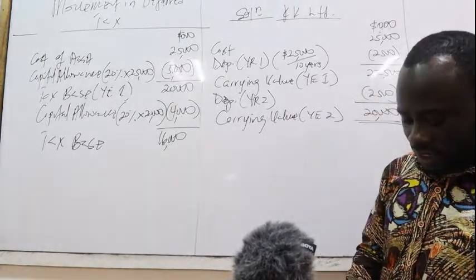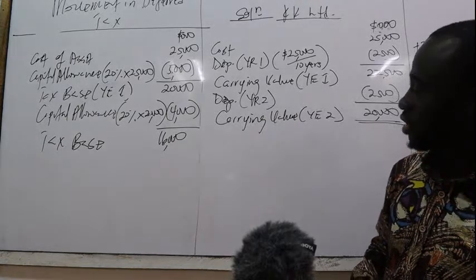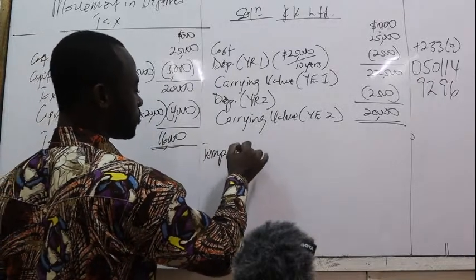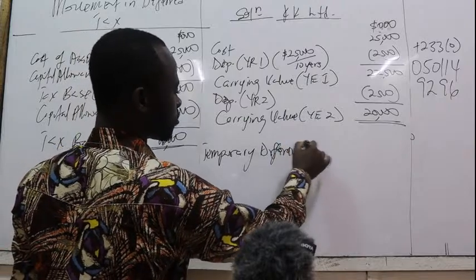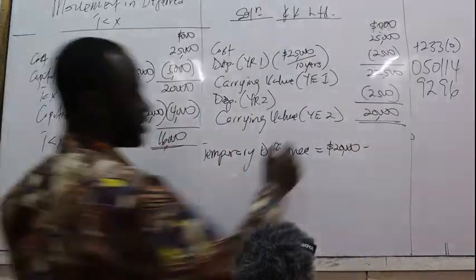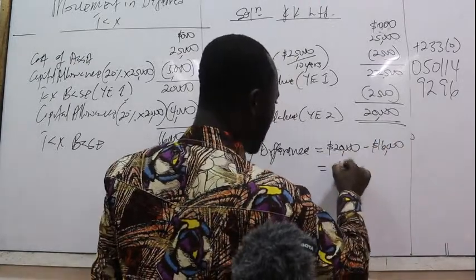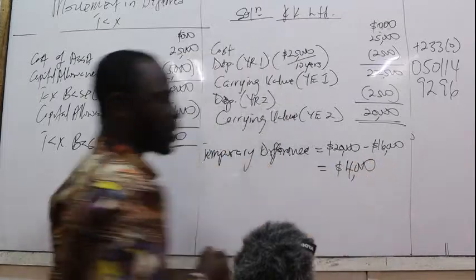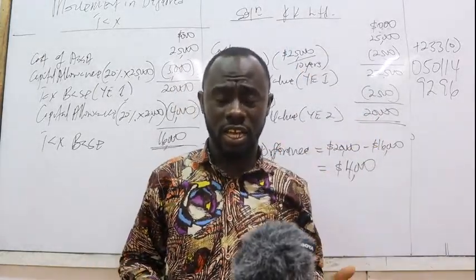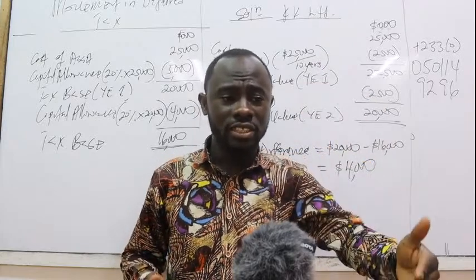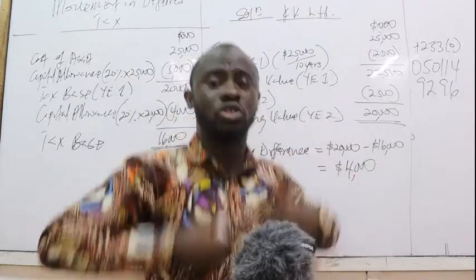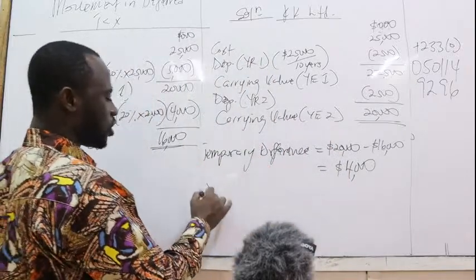So if the tax base is $16,000, then the question we now ask ourselves is, what is the temporary difference? Our temporary difference will be equal to the carrying amount, which is the $20,000, minus the tax base, which is $16,000. So that leads us to 4,000. Temporary difference of 4,000. Now, you are seeing that in the second year there is a positive temporary difference, which means that there is also a deferred tax liability. So this results in a deferred tax liability.